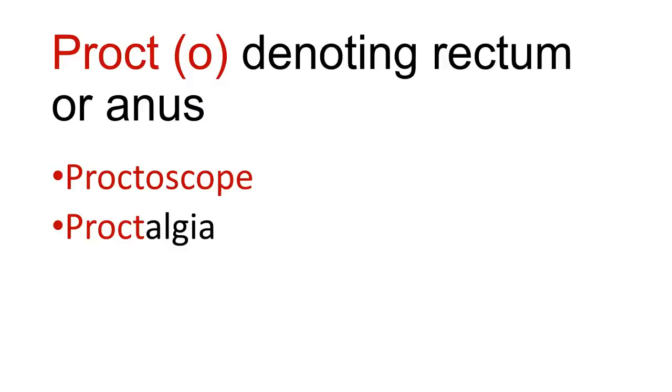Now, slight overlap here again on this, the last slide in this lesson. Proct or procto denoting the rectum or the anus. And proctos is actually the Greek word for anus. But we use it to mean the rectum or the anus. So a proctoscope would be a device to visualise the anus and the rectum. Well, a relatively common clinical feature that patients report to us is proctalgia, pain in the area of the rectum. It's a symptom, of course, and we need to work out what is actually causing this pain. Hemorrhoids is quite a common cause of proctalgia, as well as itchiness.